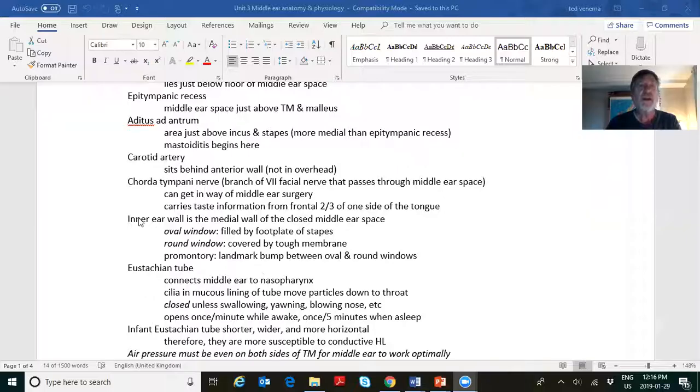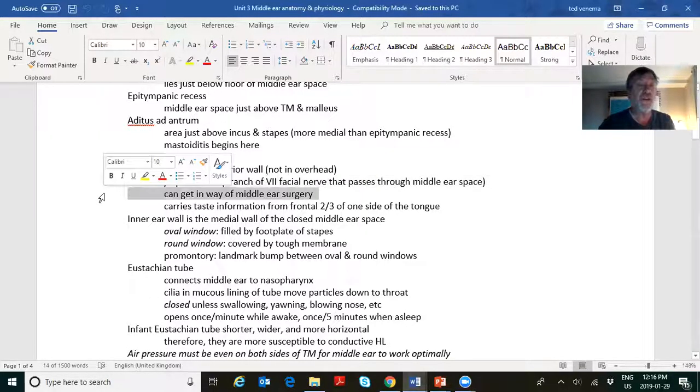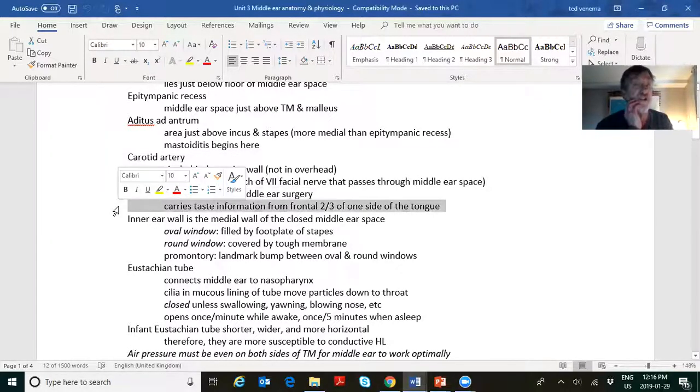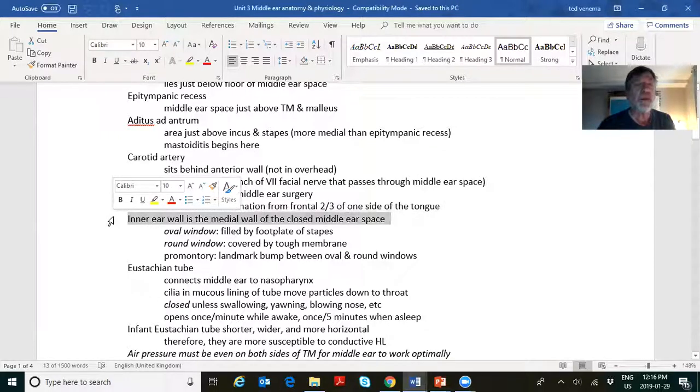Okay, back to share screen. Let's make sure we've got it. By Jove. So the chorda tympani nerve is a branch of the facial nerve that happens to pass through the middle ear space, and sometimes it can get in the way of surgery in the middle ear. It carries taste information from the front 2/3 of one side of your tongue. Weird, huh?